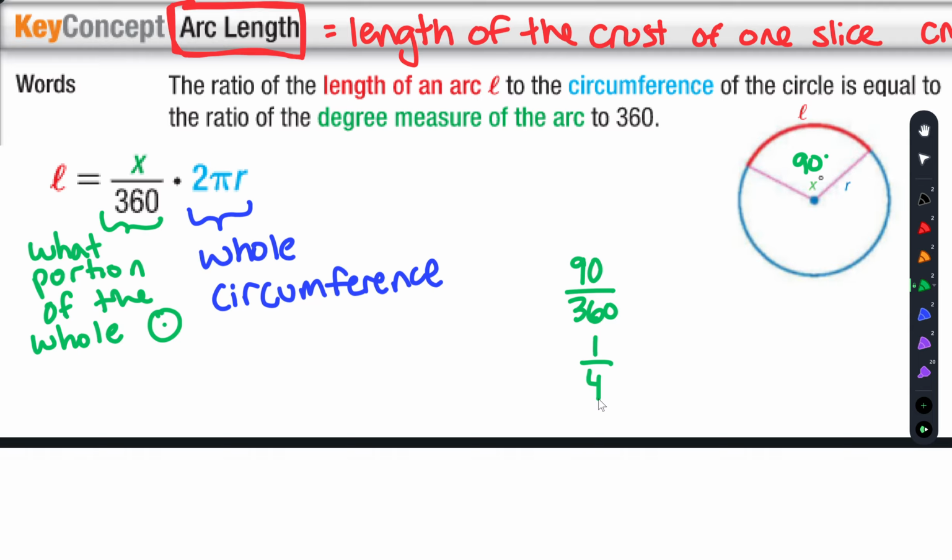Because we're putting these in our calculators, it really doesn't matter whether you use 90 out of 360 or 1 out of 4. Either way, let's give this radius a value. Let's call it 2. I would do either 90 out of 360 times 2 pi times the radius, or 1/4 times 2 pi times the radius. So the blue is 1 full circumference. The green tells me how much of that pizza slice I cut off. Does that make sense? Okay. Other questions on circumference and arc length? Okay, flip it over.